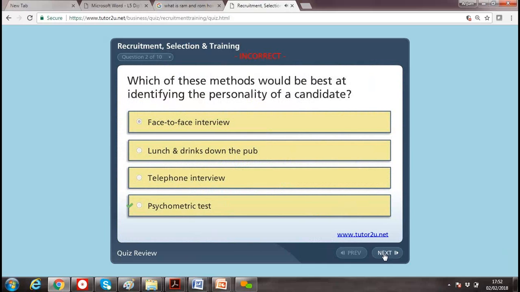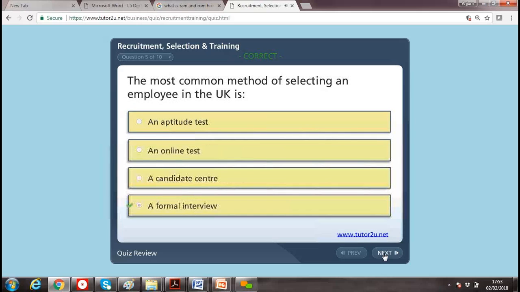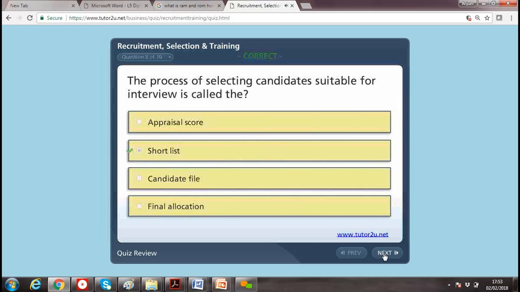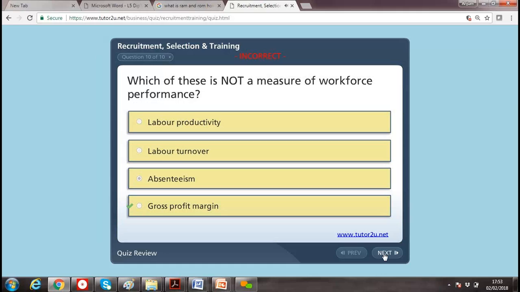Well done. So that was psychometric to check the personality of the candidate. When we're looking at skill, we do an aptitude test. Otherwise we do psychometric. Lower price, low retention, formal interviews, senior managers, shortlist. Well done. Gross profit means the profit: how much we bought things for, how much it cost me, and we get gross profit, cost of sales, like we learned in finance and accounting.